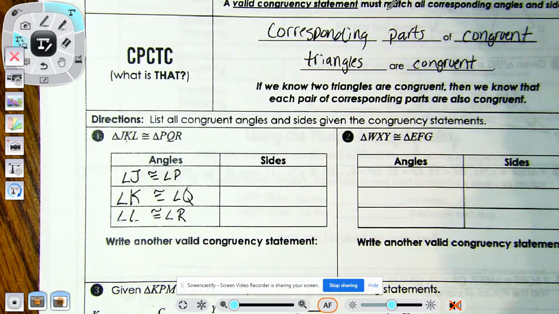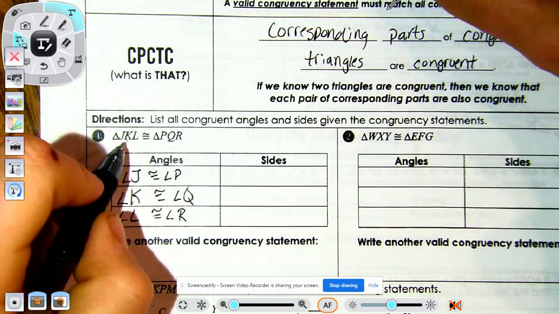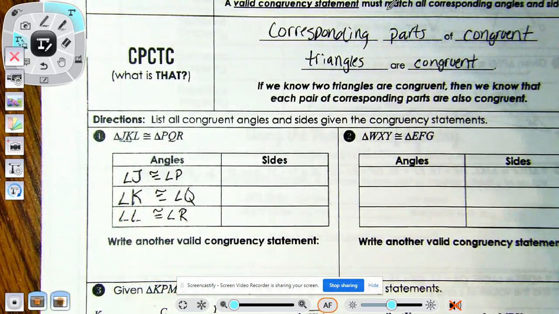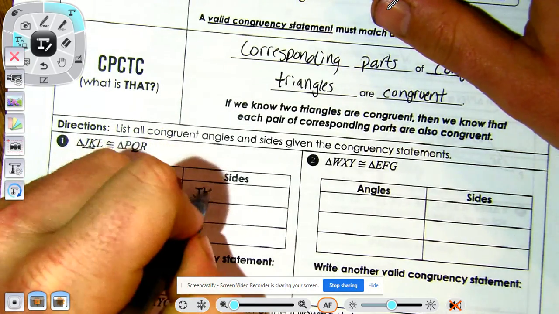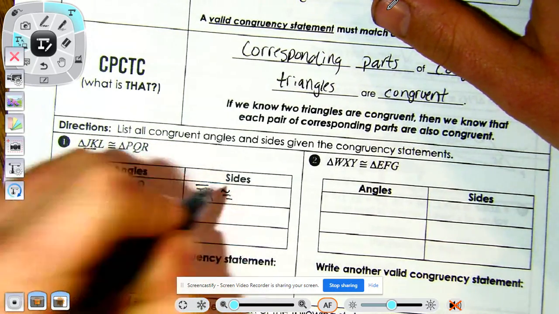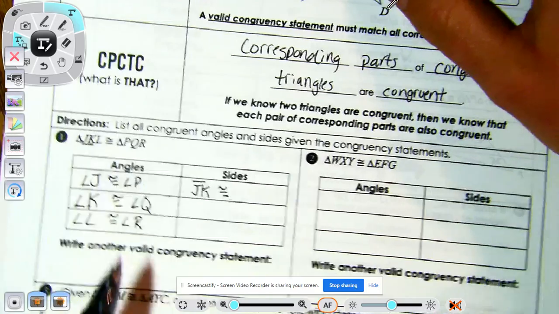And then we'll do the same thing with the sides. Over here, JK. First two letters in the congruency statement. So what are the first two letters in the second part of that congruency statement? JK would be congruent to PQ.